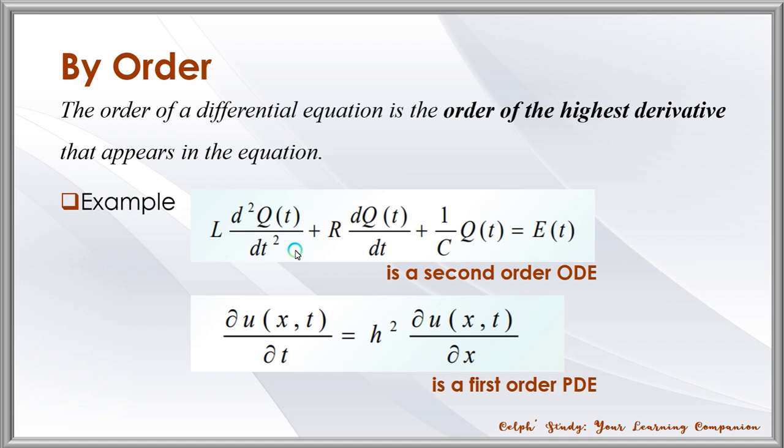Next, by order. So the order of a differential equation is the order of the highest derivative that appears in the equation. So take note, tanawon naton ang itsura sa atong differential equation. Tanawon mo lang kung anong pinakataas nga derivative diri. So pinakataas nga derivative is ari, second derivative. So what this means is this is a second order ordinary differential equation. Next, para diri wala naman tayo sa mga exponent diri sa atong differential component. That means first order differential equation na siya.